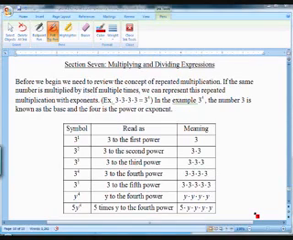Here we go, section 7, multiplying and dividing expressions. Before we start, we need to review something. Hopefully it's a review, hopefully you kind of know how to do it already, but if not, I'll teach it like you've never seen it before.